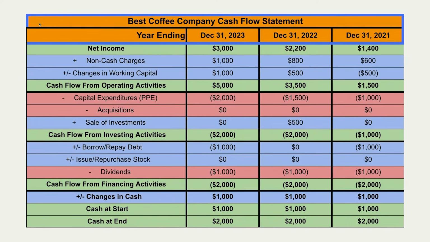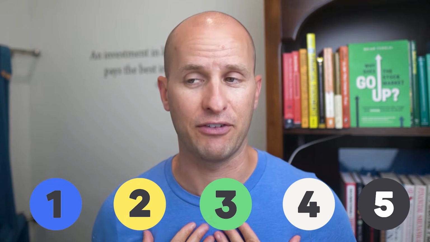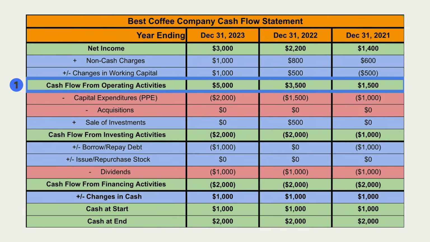Now, the cash flow statement that I showed you only had 1 year of data for simplicity. However, cash flow statements usually have multiple years of data on them, which can help the investor spot trends. Here, for example, is 3 years worth of financial statements for Best Coffee Company. Now, when it comes to learning how to analyze a cash flow statement, there are 5 key numbers that I look at first. The very first number that I pay attention to is the cash flow from operating activities.